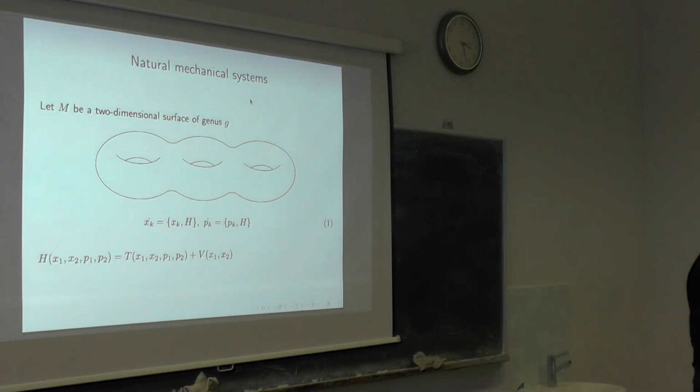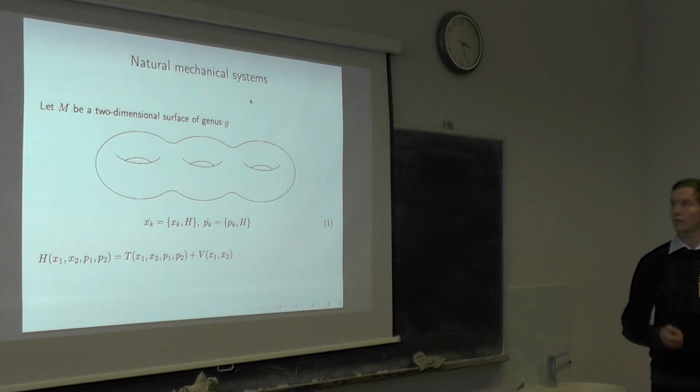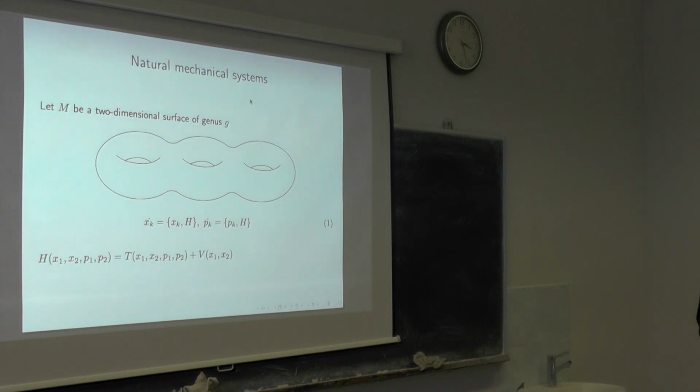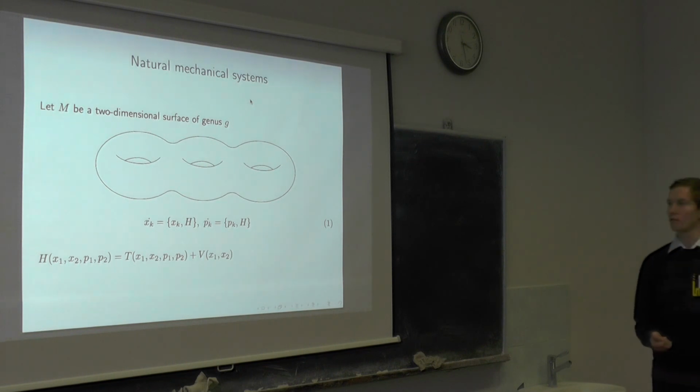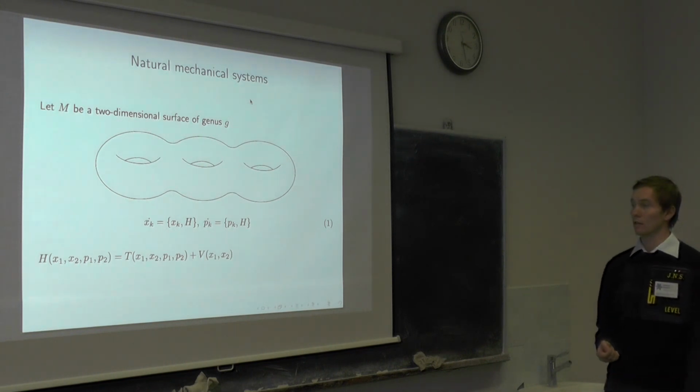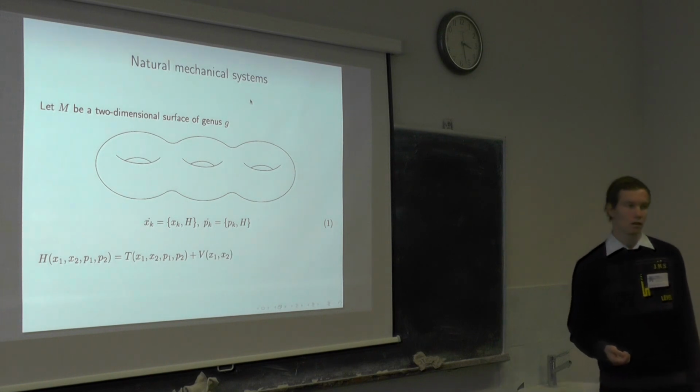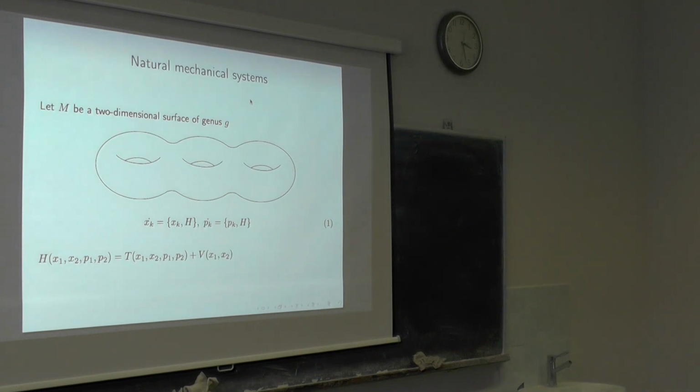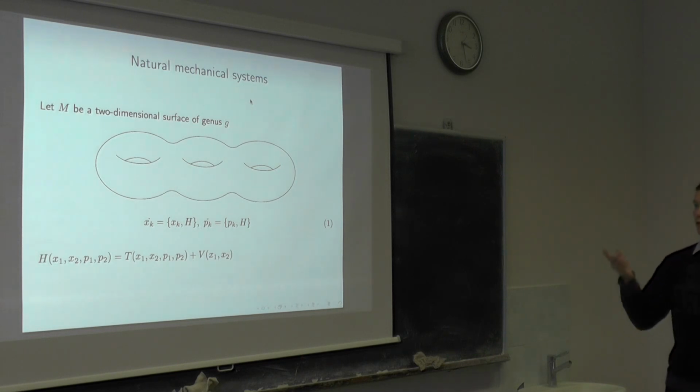It is a triple of a manifold configuration space. The kinetic energy T is just a Riemannian metric on the surface, and the potential V. In appropriate coordinates, its dynamics can be described by Hamiltonian equations of form 1.